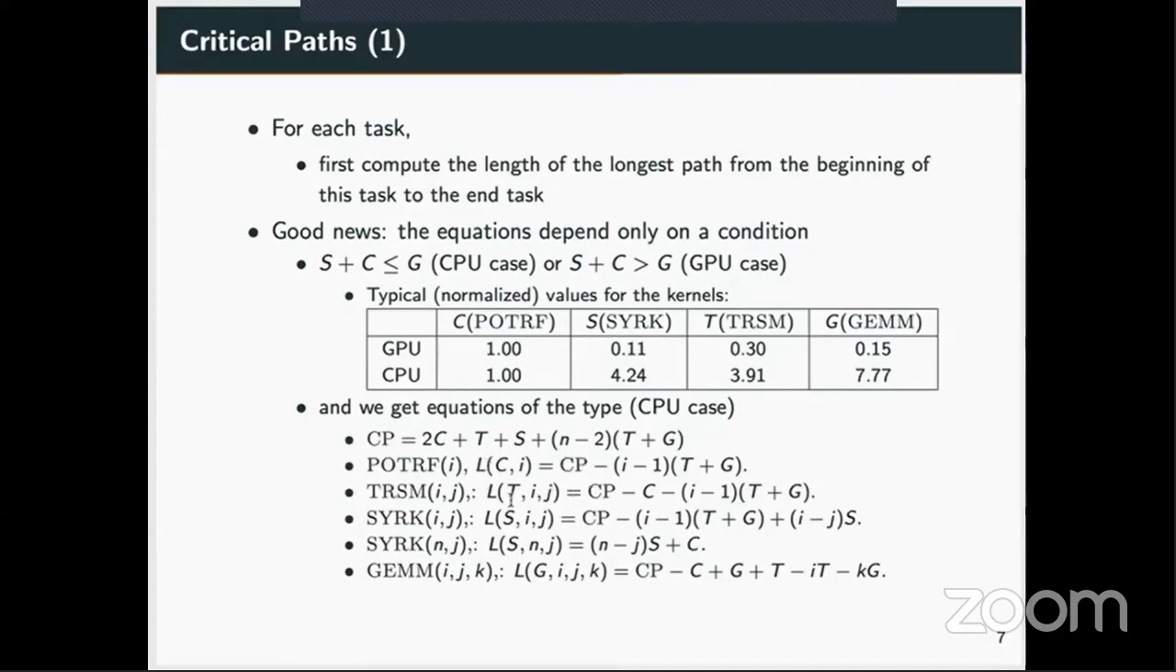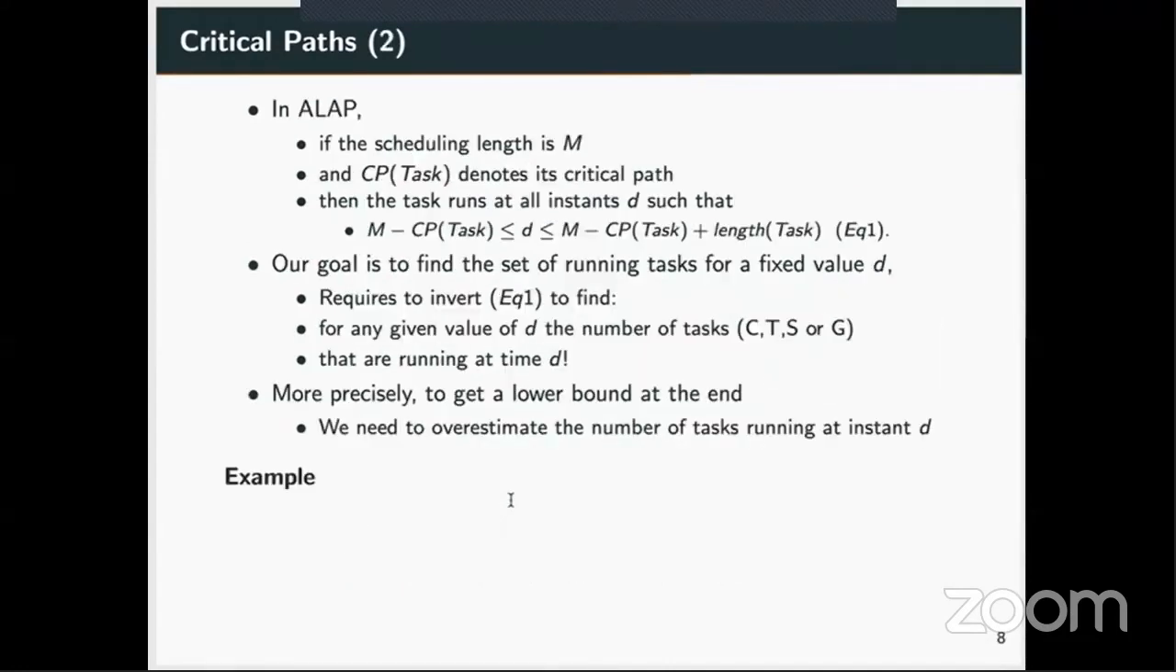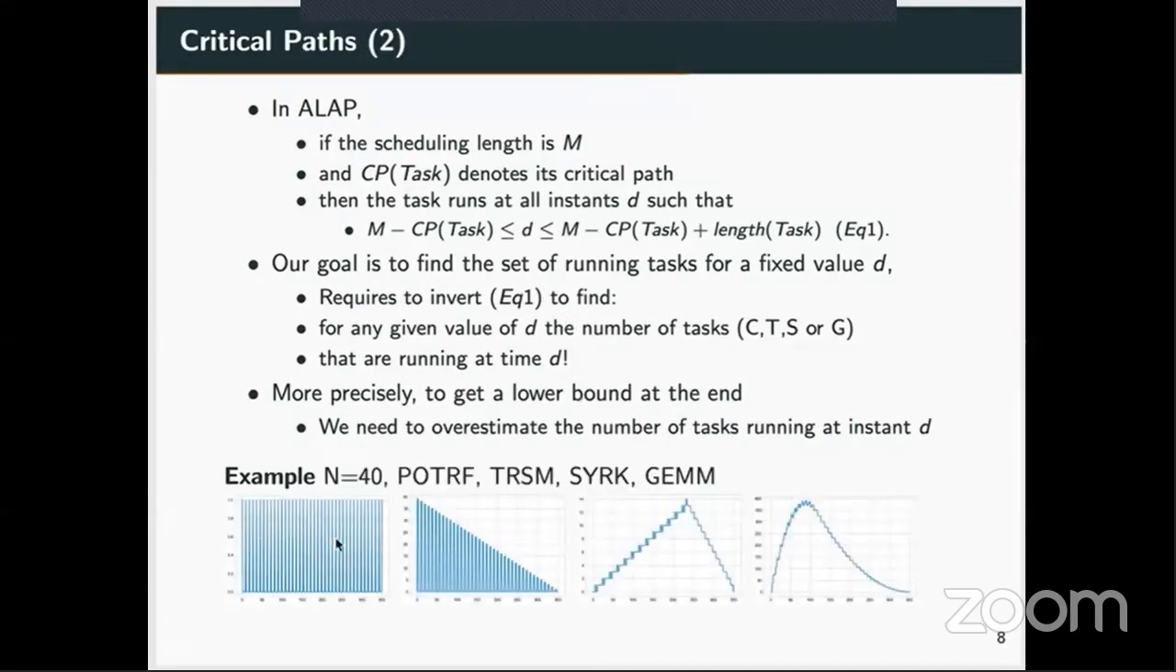So from this information, we can find for all possible types of tasks the length of the critical path for this specific task. And then the idea is that we know that in an ALAP schedule, the task will run exactly at all the instants that are between M, if M is the makespan for the ALAP without resource limitation, M minus the critical path, and M minus the critical path plus the length of the task. So you have basically an equation that really defines what the ALAP schedule is. And the idea is now to invert this equation, so given D, to find the set of tasks that are actually running at instant D.